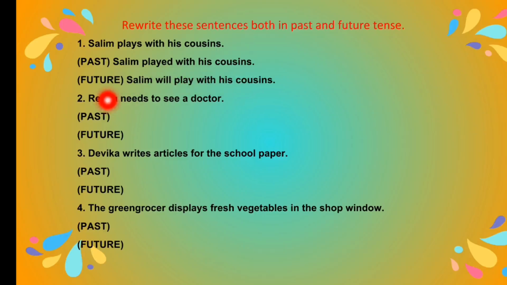Now how to change it into the future form of the verb? Salim is the subject, will or shall plus the V1 form of the verb. So Salim will play with his cousins. Now let us see the second one. Reena needs to see a doctor. Past tense. How are we changing the verb into past? Needs becomes needed. Reena needed to see a doctor. In future it will be Reena will need to see a doctor.